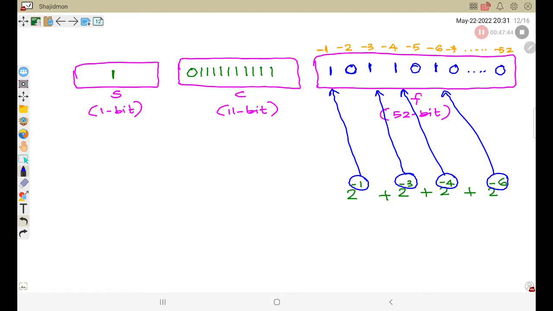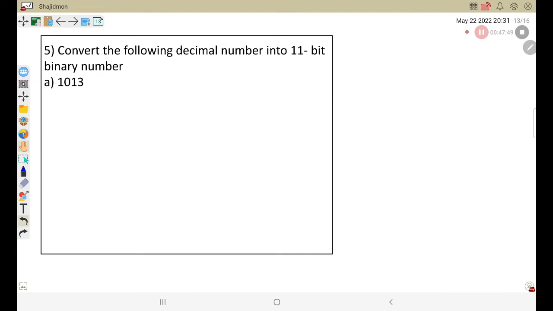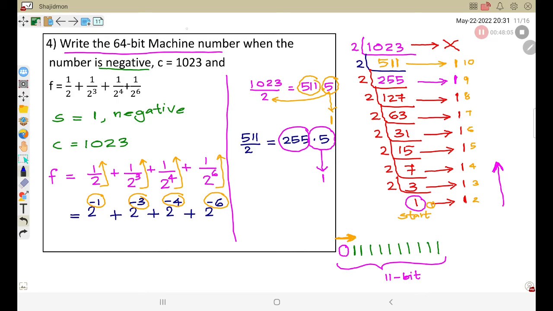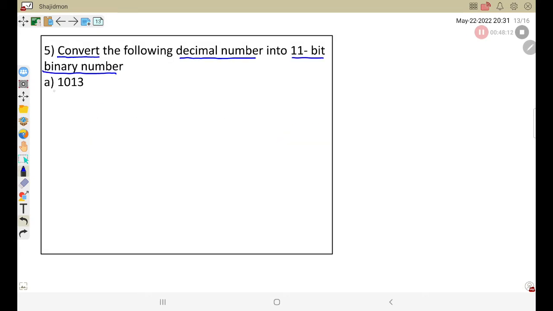Okay, now we will go to the next question. Question number 5. Convert the following decimal number into an 11-bit binary number. What is the question? What do we need to convert? Decimal number into an 11-bit binary number. Okay, we did this earlier, you remember. In the characteristic part, we converted into an 11-bit number, correct? So this we only need to practice here. Convert to an 11-bit binary number. The decimal number is 1013. 1013 we need to convert into an 11-bit binary number.